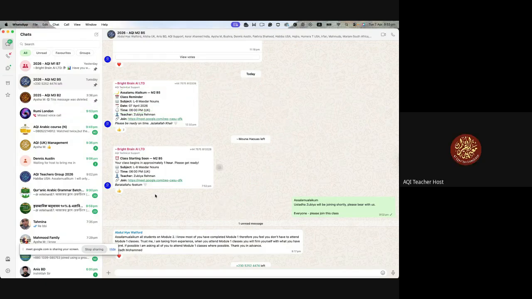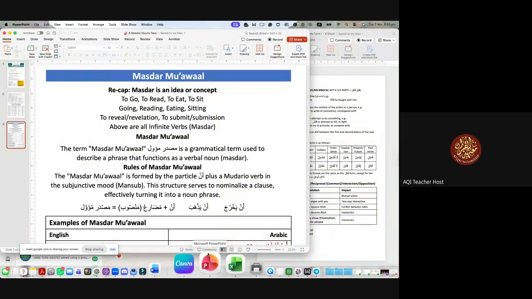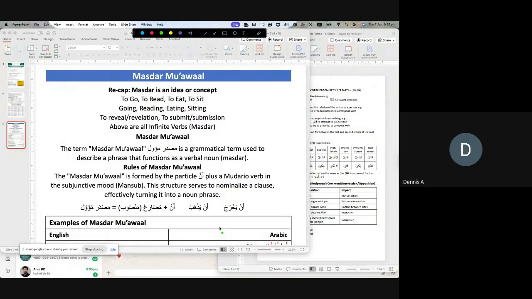What happened to my screen? Okay, yeah, sorry. Yeah. The mudari verb in the subject.